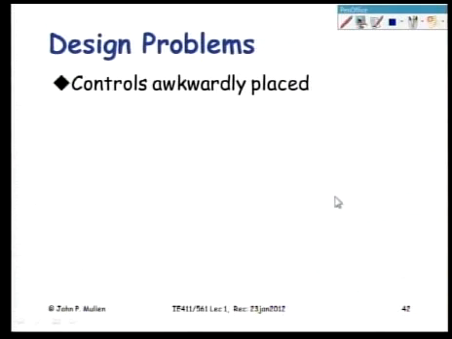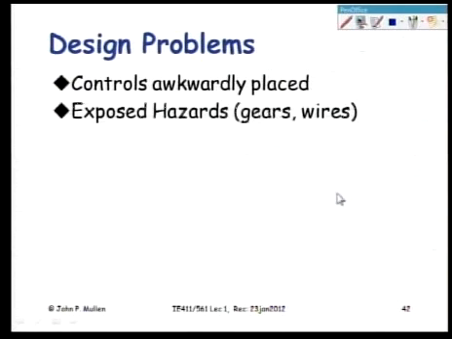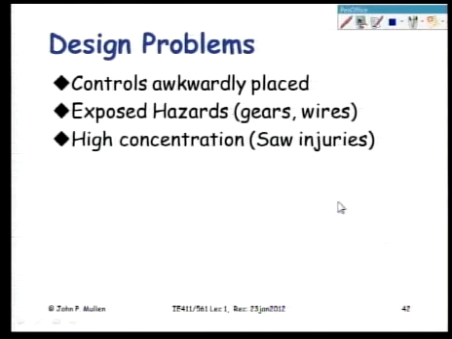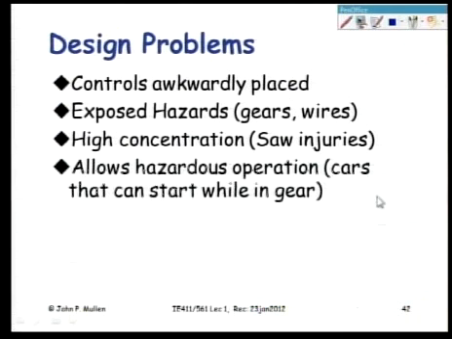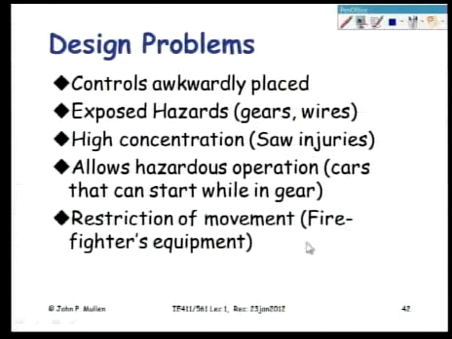For example, placing controls in an awkward position. Exposed hazards, that almost never happens anymore. We're real sensitive to that. High concentration: someone's working on something very intently, and they're not noticing that they're running their thumb into the saw blade. I know a guy who did that with a handsaw. Allows hazardous operation: for example, years ago you could start a car when it was in gear. Not anymore.